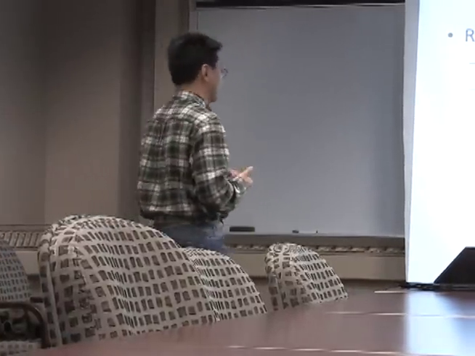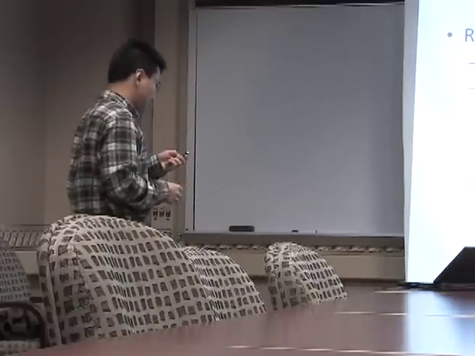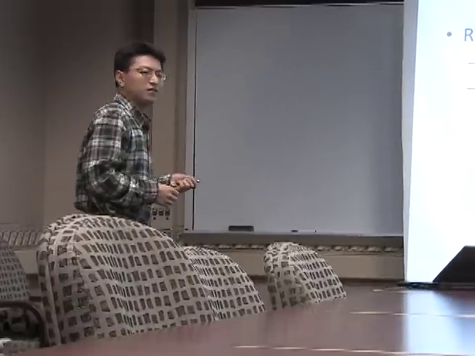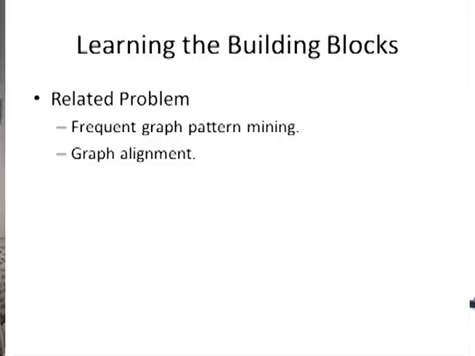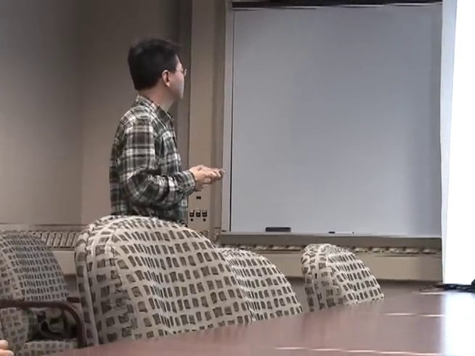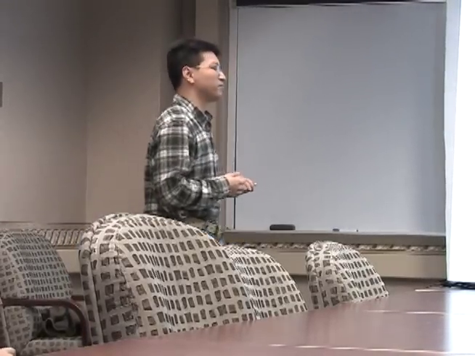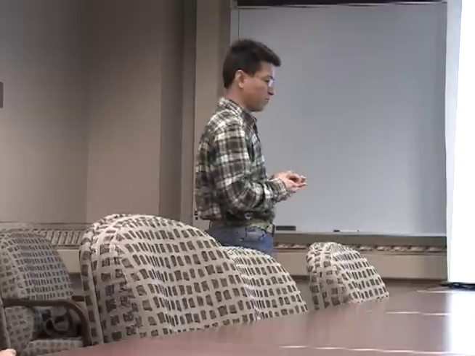Yeah, thanks. The second problem is graph alignment. Graph alignment just tries to align two graphs along the nodes, as well as preserving the edges between the aligned nodes. So our problem also has some elements of this alignment, but they are still different problems from ours.